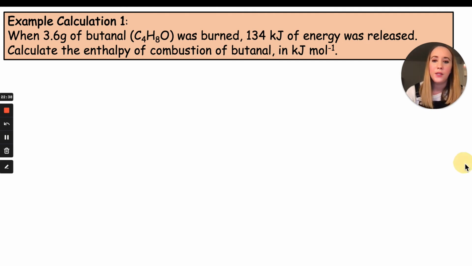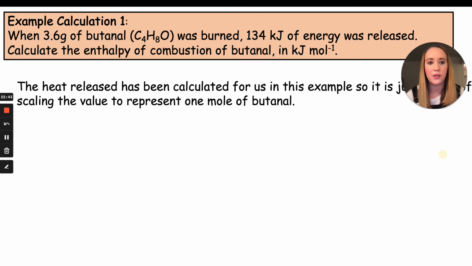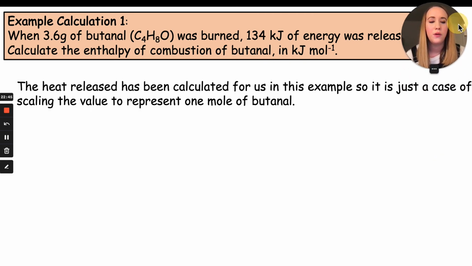Okay, so this question has actually done some of the work for us. They've already told us the value of the heat released. They've told us that when we burned this mass of butanol, we got 134 kilojoules of energy released. So we don't actually have to use the EH equals CM delta T equation in this particular question. This will happen sometimes, quite often in a multiple choice question, but it can happen in section 2 as well.